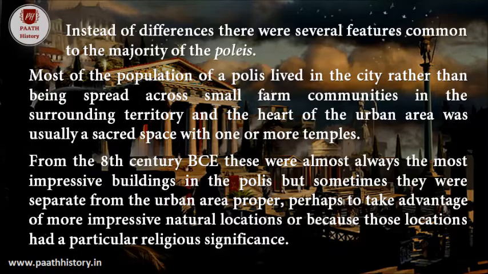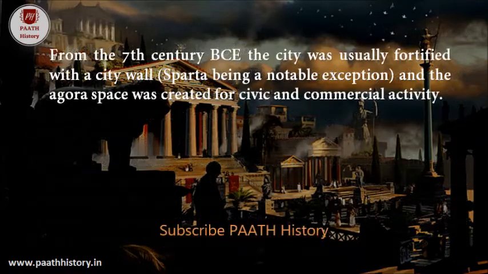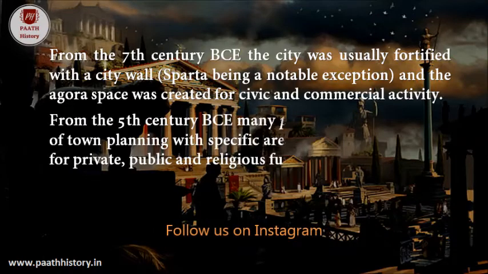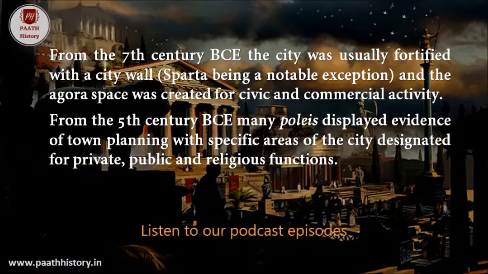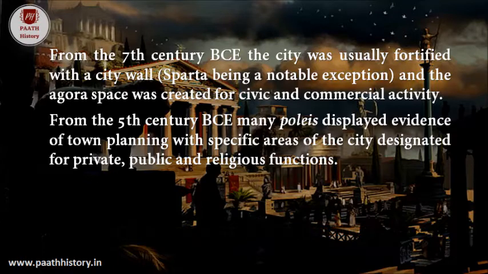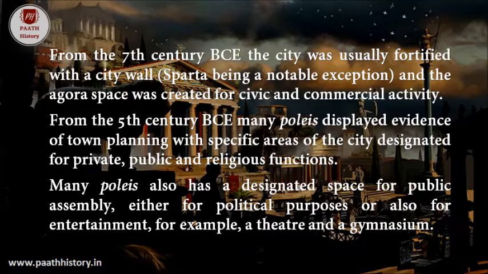From the 7th century BCE, the city was usually fortified with a city wall, Sparta being a notable exception, and the agora space was created for civic and commercial activity. From the 5th century BCE, many polis displayed evidence of town planning with specific areas of the city designated for private, public, and religious functions. Many polis also had a designated space for public assembly, either for political purposes or for entertainment, for example, a theater and a gymnasium.